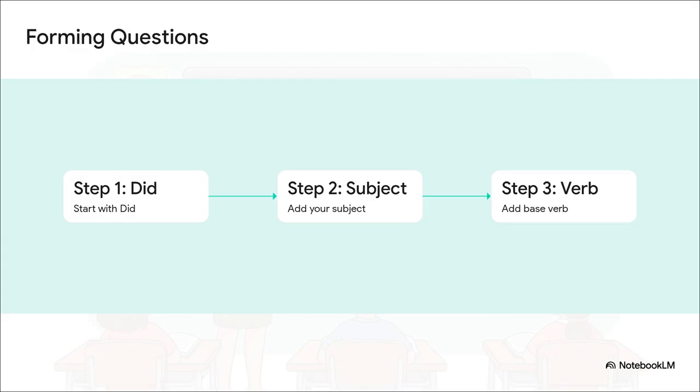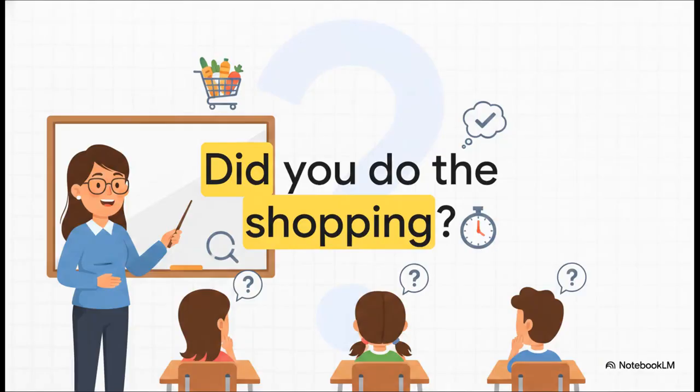Step 2, add your subject, like your sister or the accident. Step 3, add your base verb, like phone or happen. So you get, did your sister phone? Or how did the accident happen? It's completely plug and play. Let's practice that right now.